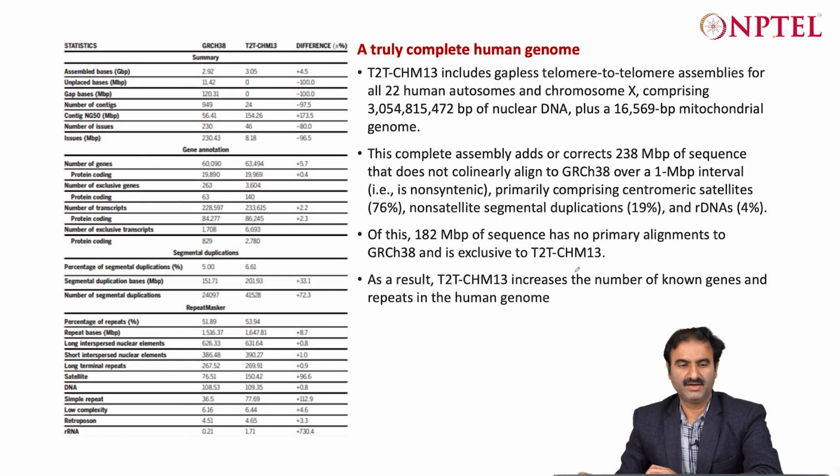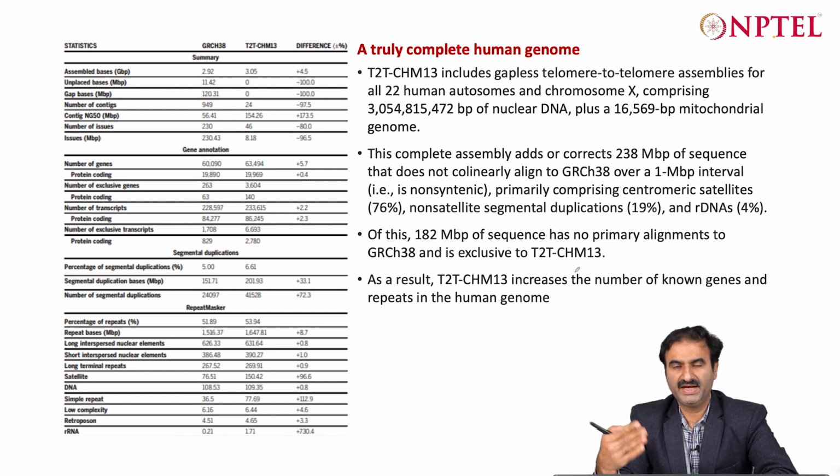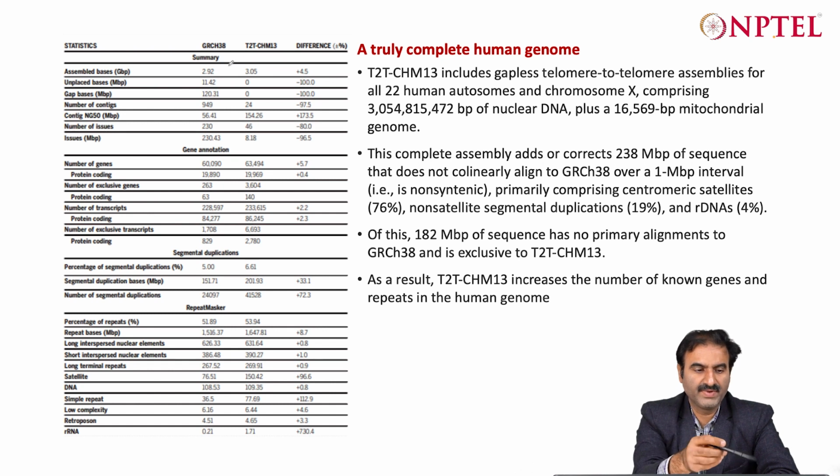Ultimately, if you compare the two assemblies of human, the latest one and the previous one, you can see that H38 was a 2.92 billion base pair genome, but the current one is 3.05. So there was about a 4.5% difference between the two assemblies. Unplaced bases were 0 in the new assembly, whereas in the previous one it was 11 MB. Gaps were also reduced or removed.